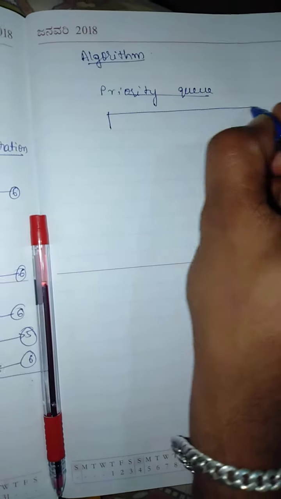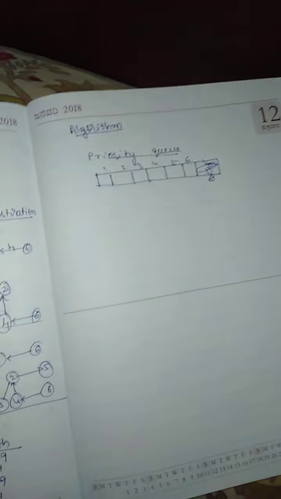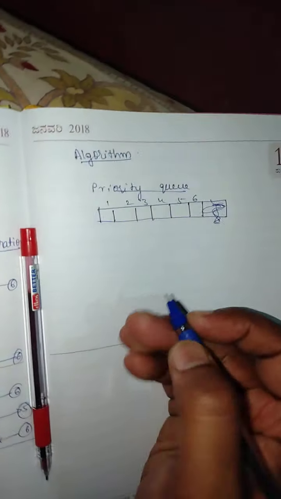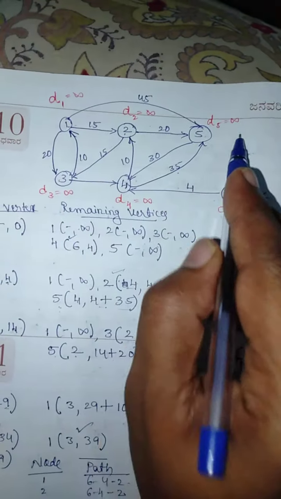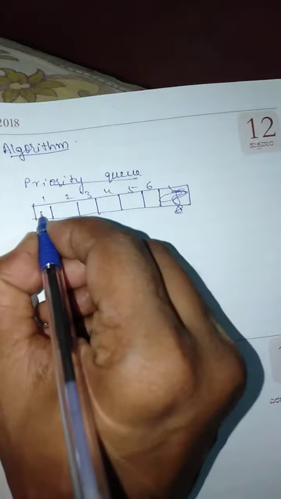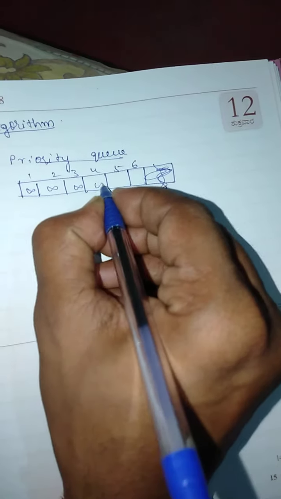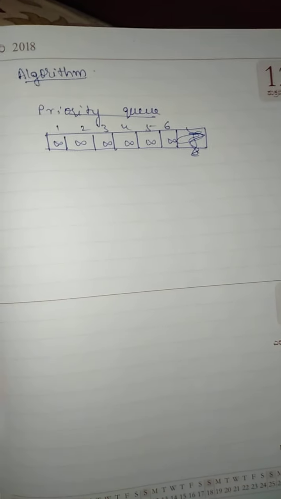This priority queue consists of these 6 nodes, 1 2 3 4 5 6. And what are the initial priorities? We shall initialize these priority values to be these distances.